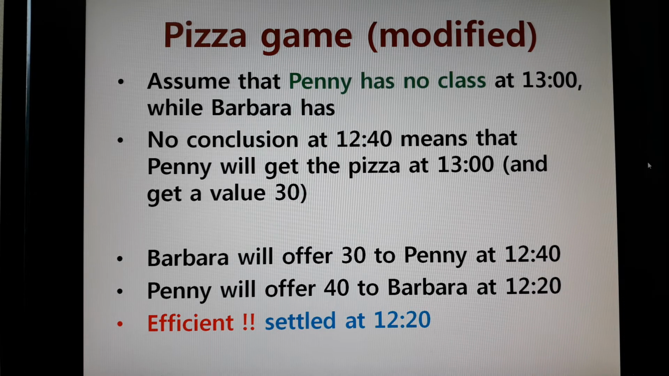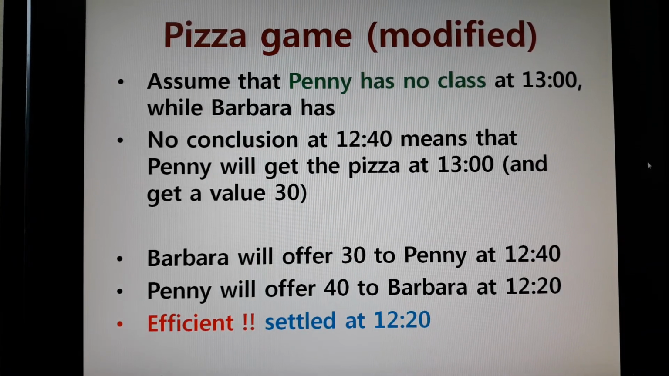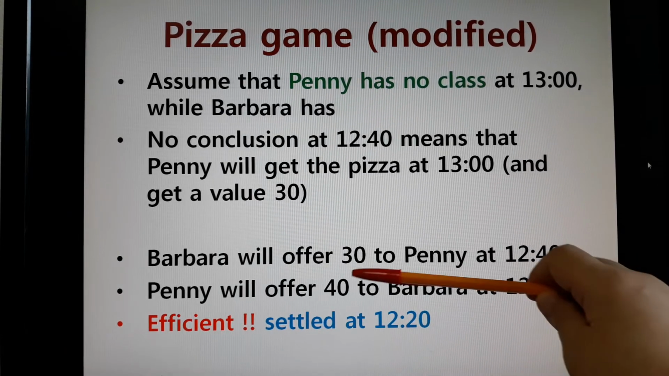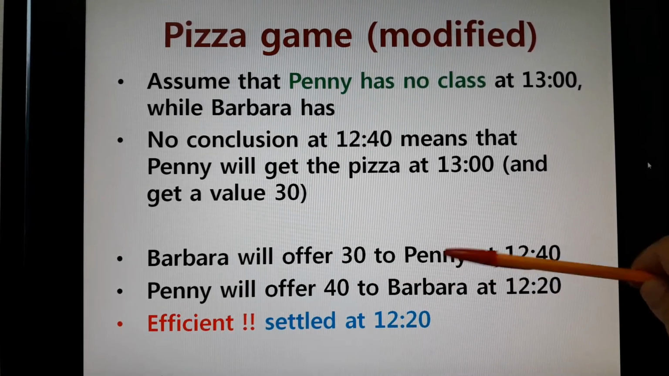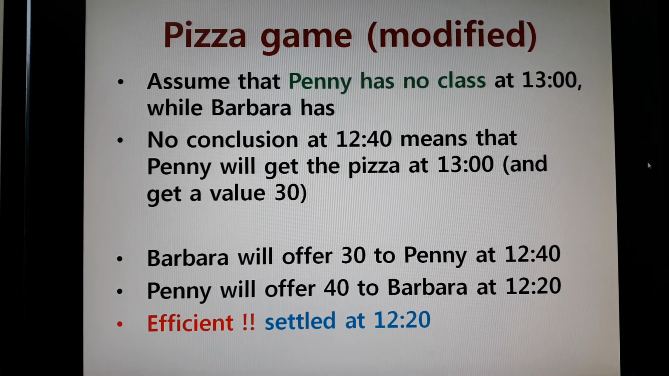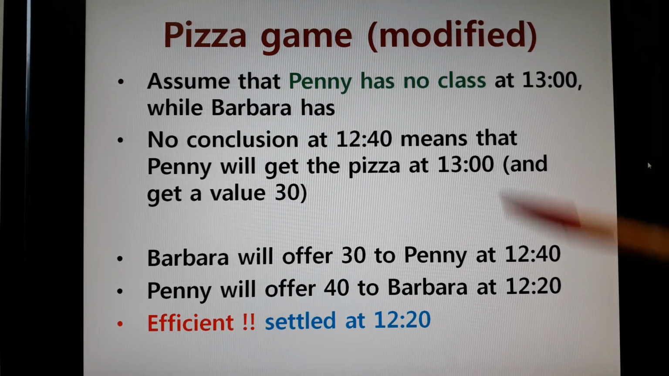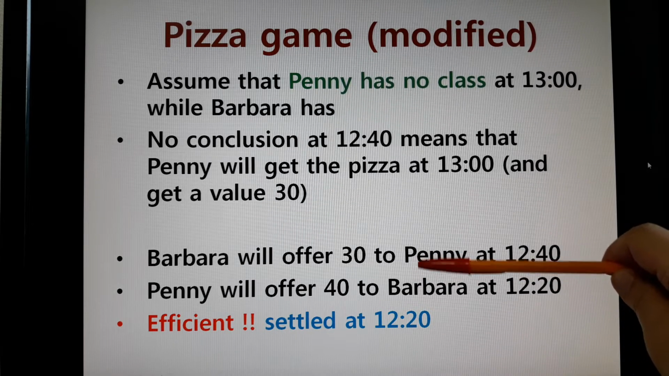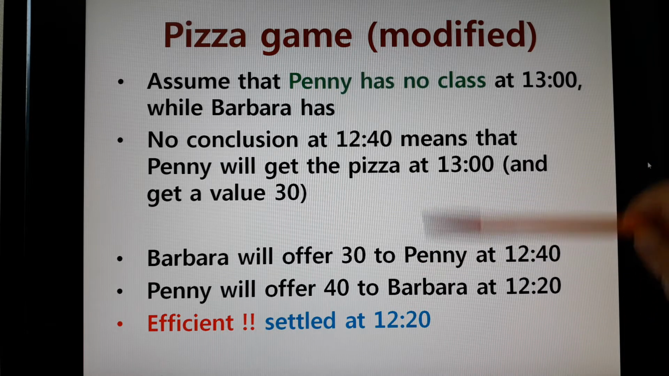At 12:40, in the previous game where both have to go to the class at 1 o'clock, Barbara offers almost nothing to Penny. Now, in this game, if Barbara offers anything less than 30, Penny will say no. And then Barbara will get 0 because she has to go to the class without eating anything. So, what would Barbara do in this case? Barbara would offer Penny at least 30. There's no reason to offer Penny more than 30, but at least 30.